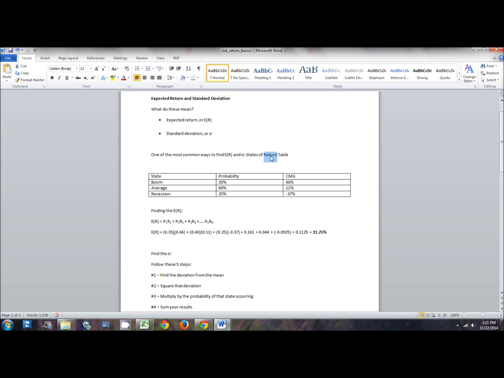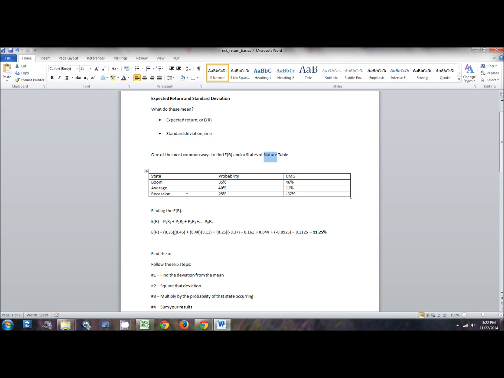So it's extremely broadly defined, and rightfully so, because it's going to depend on the context that you're in what type of quote-unquote nature you want to use. But the most common application of a states of nature table is going to be states of the economy. So that's how we're going to get started. Let's say that you determine that next year the economy could be in one of three possible states. It could be in a boom, an average state, or a recessionary state.